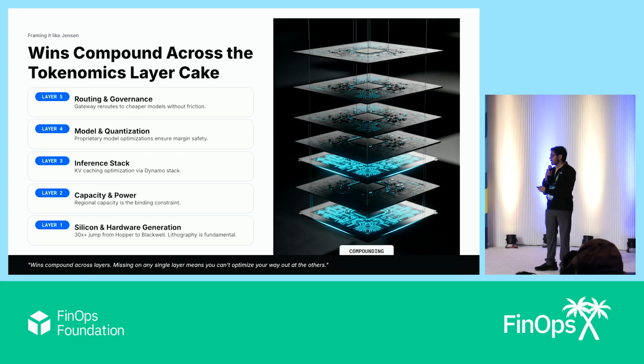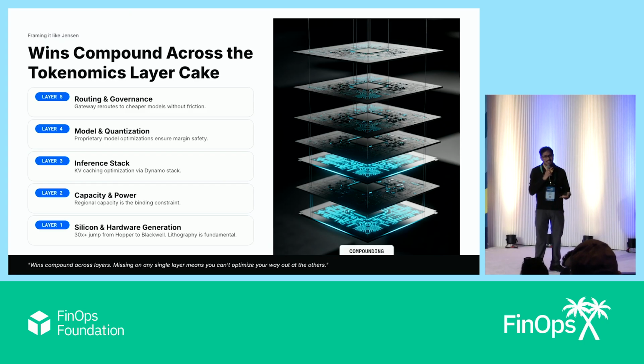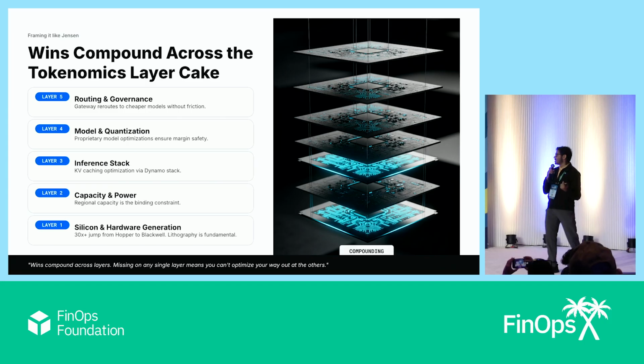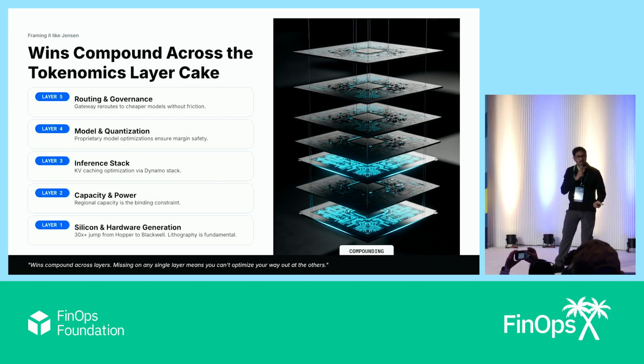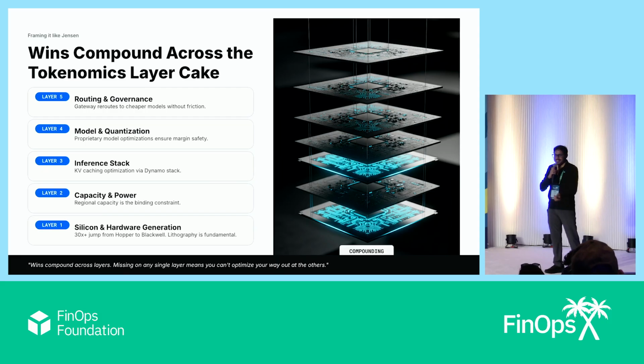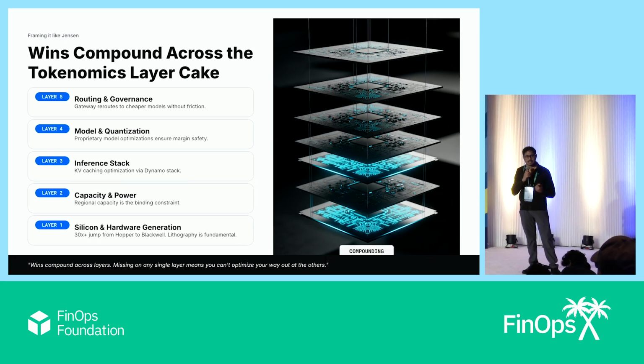So what we're proposing is let's have a 5-layer cake approach, kind of like what Jensen said. Let's put it like Jensen. So first thing first is silicon and hardware. There is no replacement for lithography. Once a silicon is etched, it's practically written in sand. So you can't replace it.